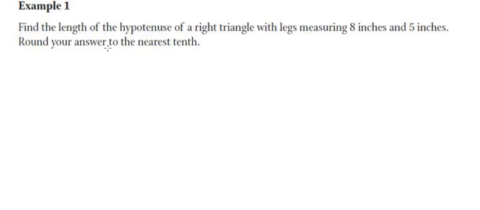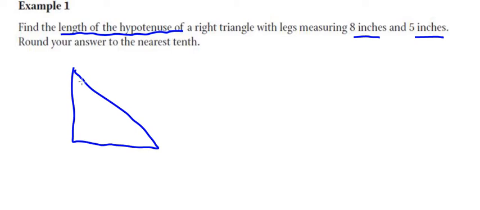So the first question tells you to find the length of the hypotenuse of a right triangle with legs measuring 8 inches and 5 inches. So you should always be drawing a picture. I'm going to make this a right triangle by indicating that this one is asking us to find the length of the hypotenuse. Well, I know the hypotenuse is always across from the right angle, so the value of c is right there. And I know that this particular right triangle has legs that measure 8 inches and 5 inches.